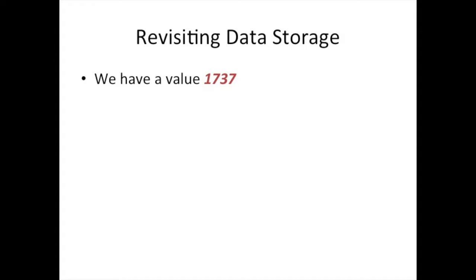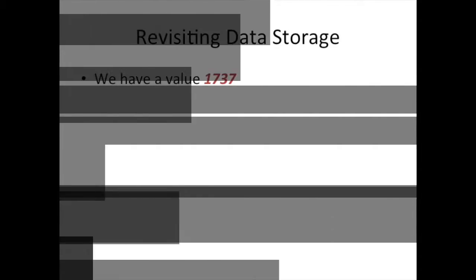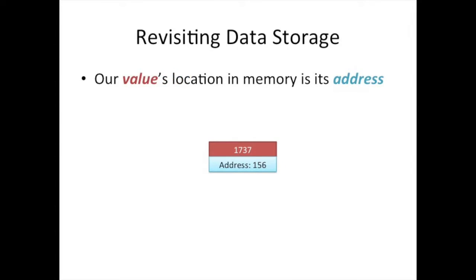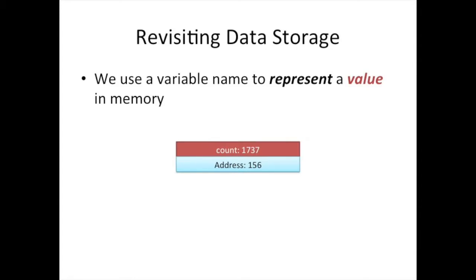Review. So let's say we have a number, the number 1737. Now, we don't just have that number in our heads only. In terms of a program, we're going to need to store that somewhere in memory. Now, if we're going to be storing it in memory, that location in memory has to have an address associated with it so we can find it. And now that we have a memory location, we don't want to have to think about where it is. We just want to associate it with some variable. So we're going to use a variable, say like count, for example, that's going to be associated with that number.